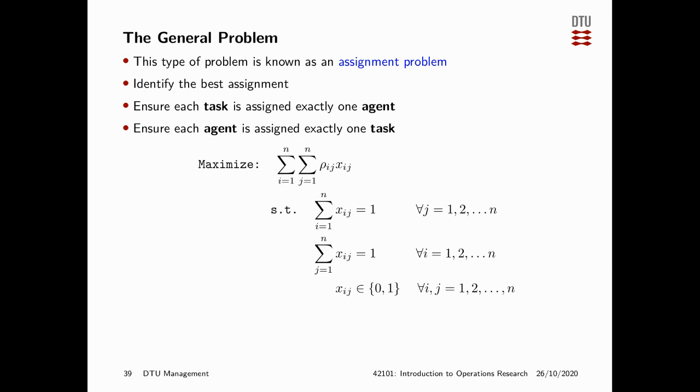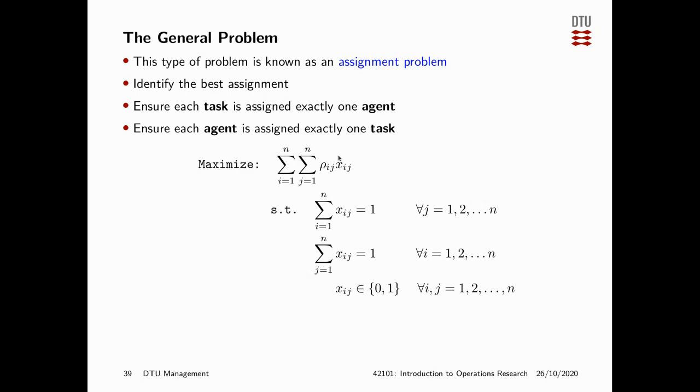people to tasks. It could be taxis to people. It could be jobs to machines. It could be lectures to lecture rooms, whatever. Typically, whenever you try to find a matching between 2 sets, you are solving an assignment problem. And the objective value typically maximizes some profit function of the assignment. And we try to ensure that each task is covered exactly once and each agent is assigned exactly once. Okay, and our binary variables are specified here.